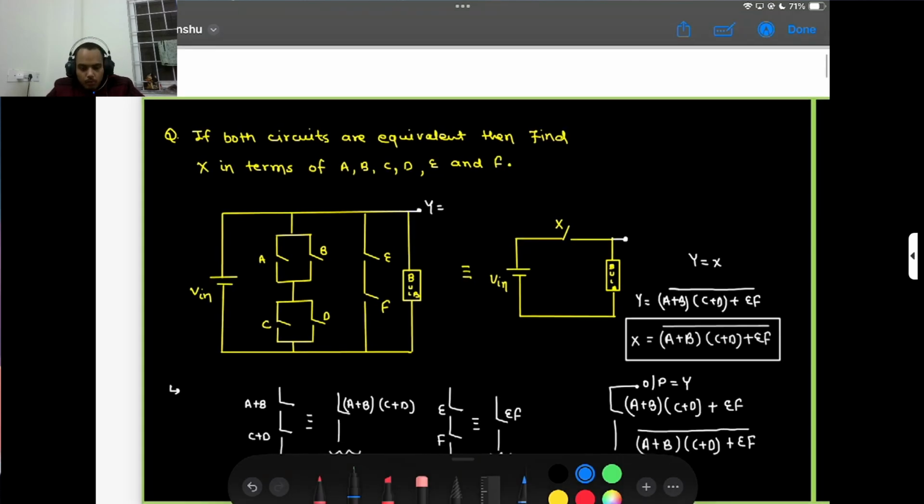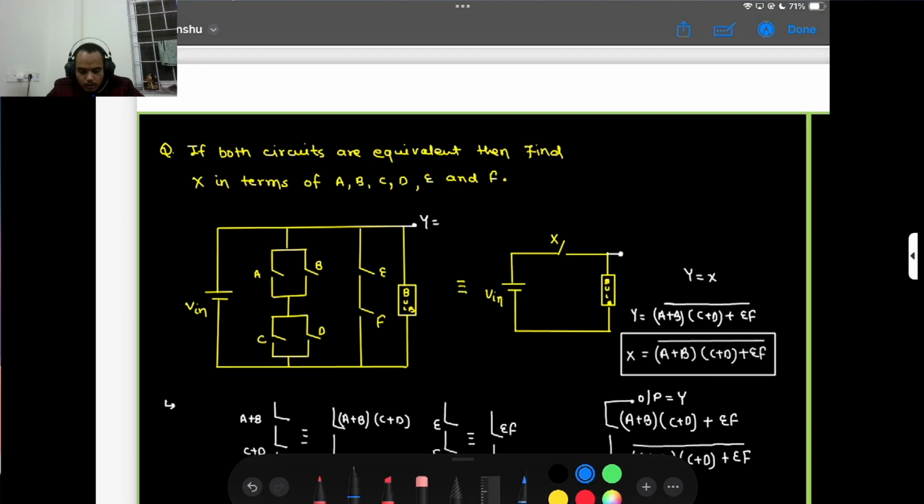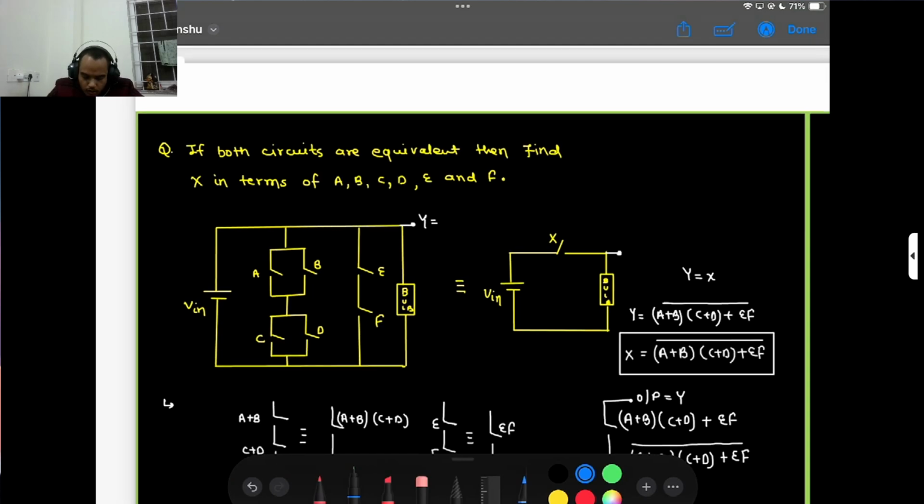So here is one problem. If both circuits are equivalent, then find x in terms of a, b, c, d, e and f. Okay, so if both my circuits are equivalent, then find the x. Okay, equivalent.